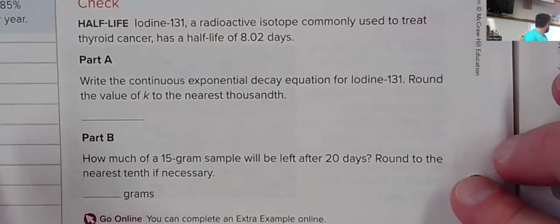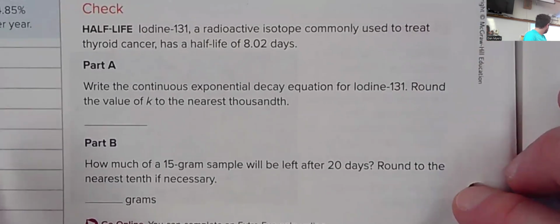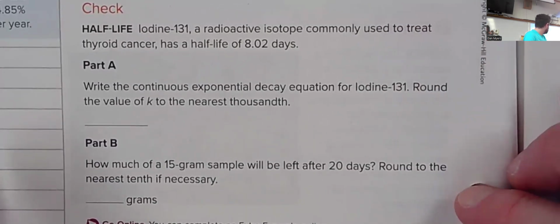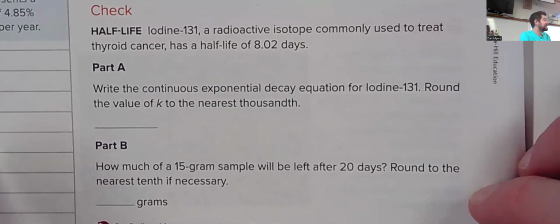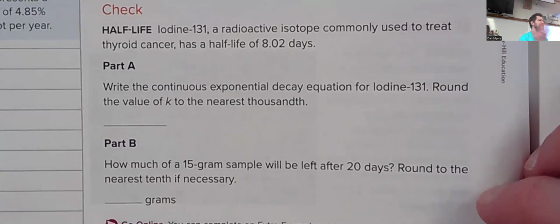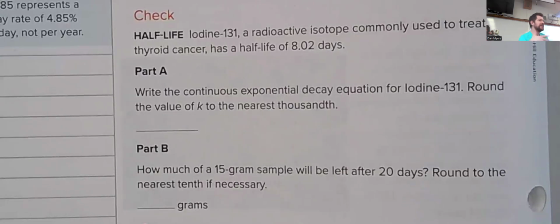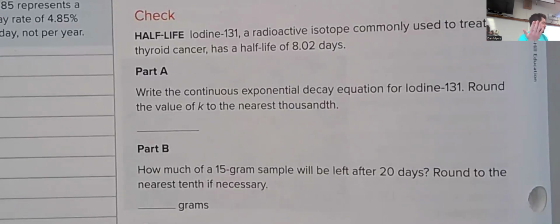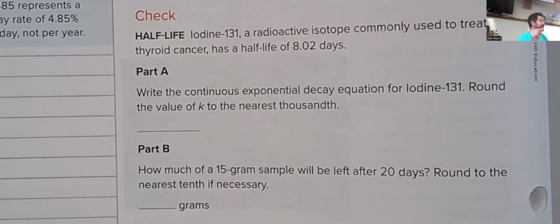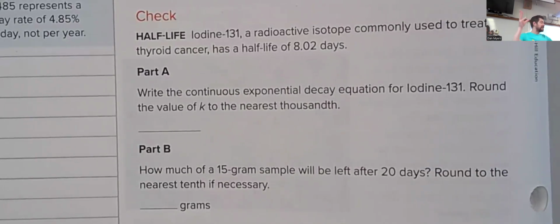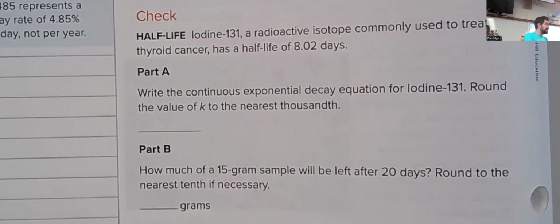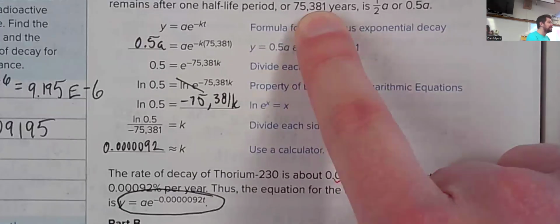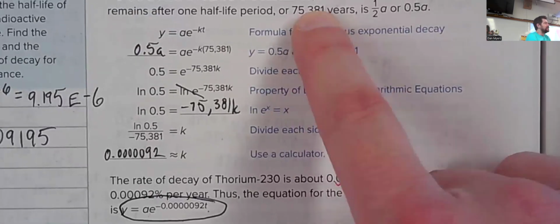All right, let's do a check one. Iodine-131, a radioactive isotope commonly used to treat thyroid cancer, has a half-life of 8.02 days. Oh, dang. That's not a very long time. Generally speaking, the shorter the half-life, the more radioactive it is. If it's losing half of its radioactivity in 8 days, that means it's releasing a lot of it within 8 days, which means it's highly radioactive. Versus this one, taking that long to reach half, it's only emitting a tiny little bit of radioactive material.